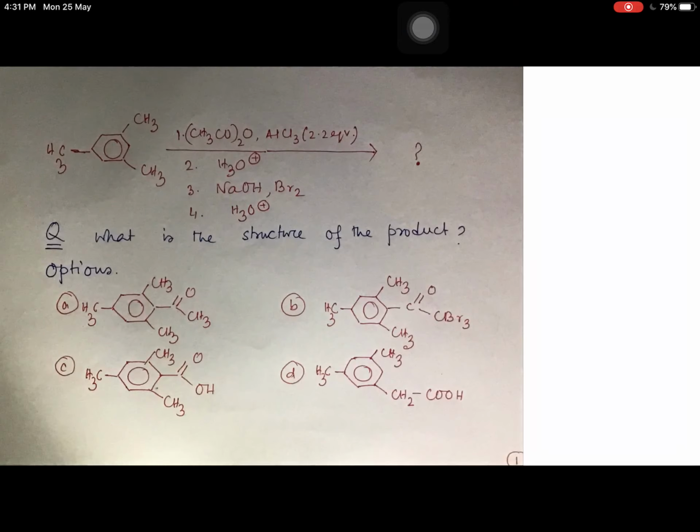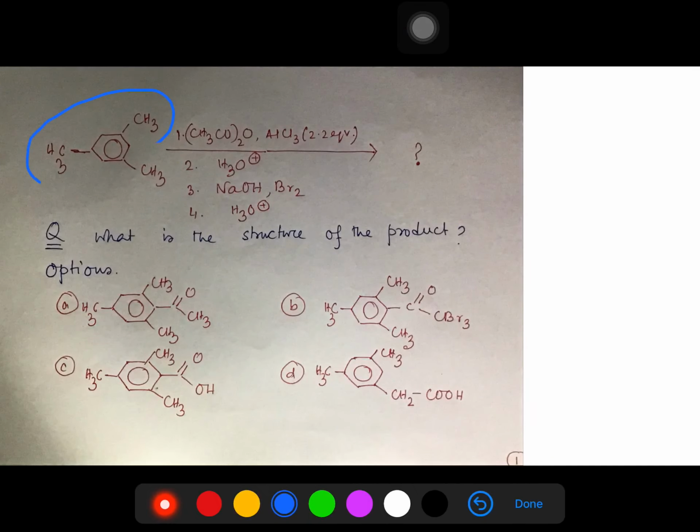So today we are going to discuss a multiple choice question about mesitylene. So this unit is named as mesitylene. Okay, so you can see that the condition is given in front of you, that is acetic anhydride, AlCl3 2.2 equivalent. So after that workup, means hydrolysis, second step is sodium hydroxide and bromine, and after that another step of hydrolysis. So after this many steps, what is the product? So that is the question.